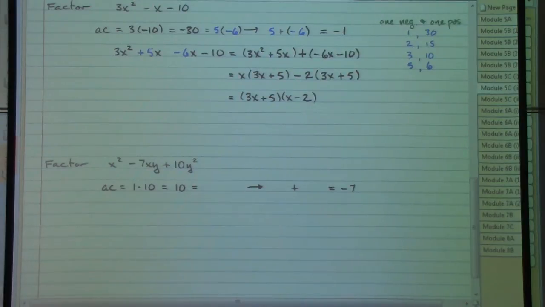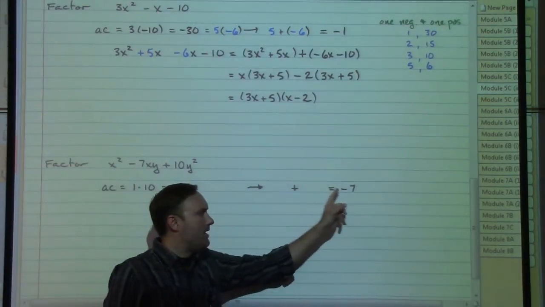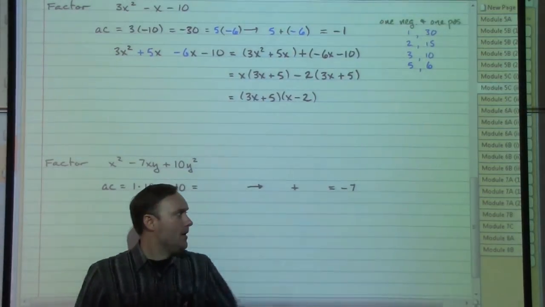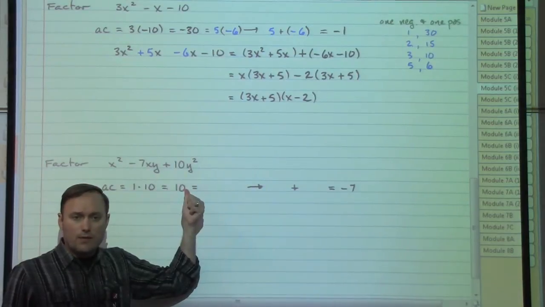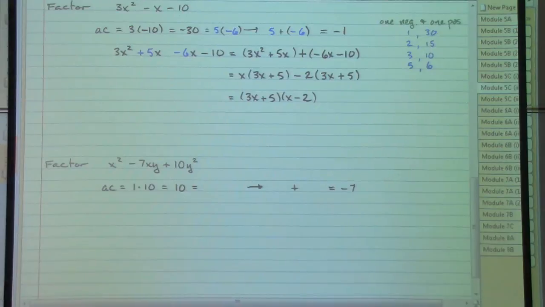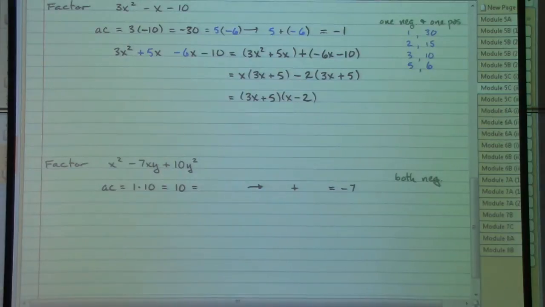For all of this to work out properly, blank times blank equals a positive, blank plus blank equals a negative. Well, the only way that we can get a negative showing up in this statement and a positive showing up in this statement is for us to have both of the numbers that we need being negative. Then we can go ahead and start considering the possibilities.